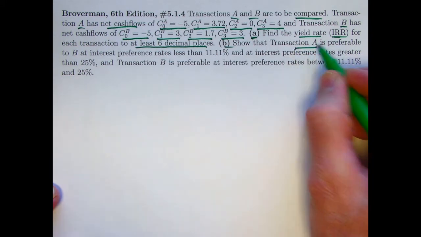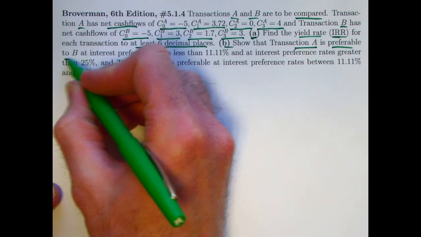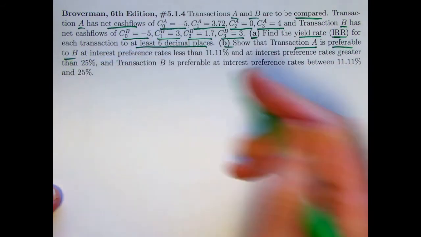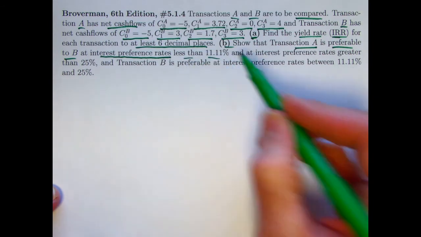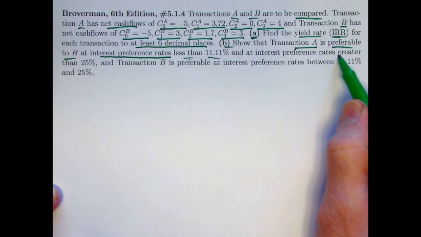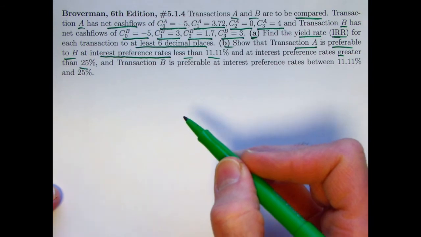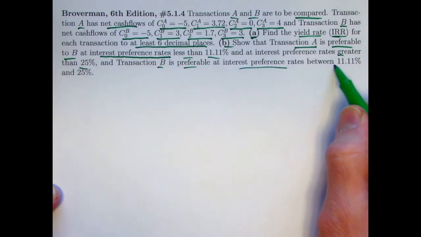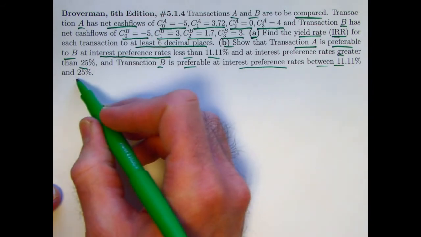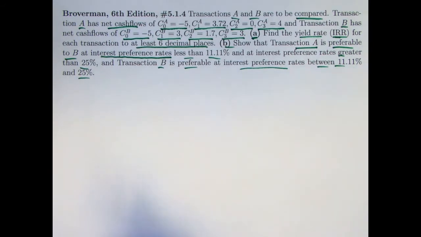Show that transaction A is preferable to B at a certain range of interest preference rates, less than 11.11% and greater than 25%. And on the flip side, B is preferable at interest preference rates between 11.11% and 25%. So new idea here, interest preference rate. And to help us think about this, also another new idea is going to be net present value.